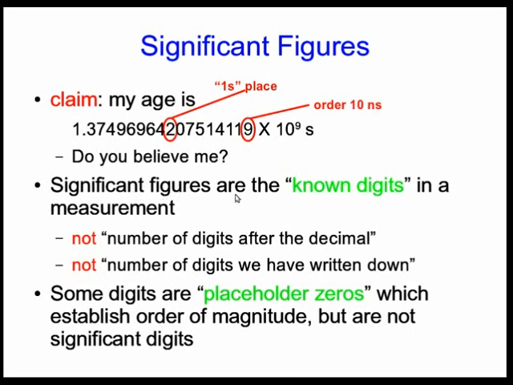So the significant figures are the known digits in a measurement. It's not the number of digits after the decimal. It's not the number of digits we've written down. And to understand the difference between the known digits, the number of digits after the decimal, and the number of digits we've written down, you need to understand this idea of placeholder zeros, which are there to just establish the order of magnitude of the number, but aren't significant digits.